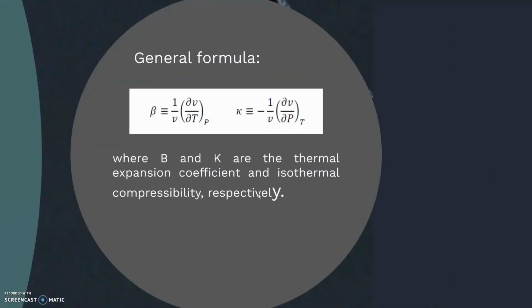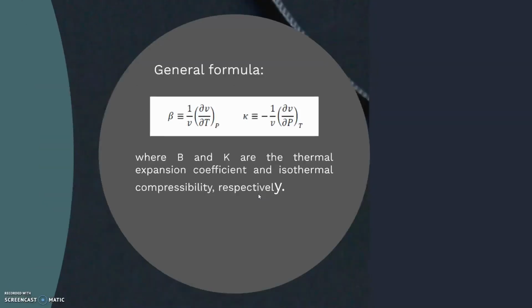The general formulas for this are beta equals 1 over V times (dV over dT) at constant P, and kappa equals negative 1 over V times (dV over dP) at constant T, where beta and kappa are the thermal expansion coefficient and isothermal compressibility respectively.